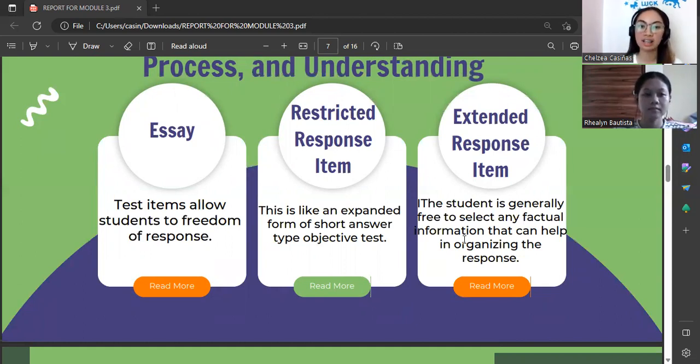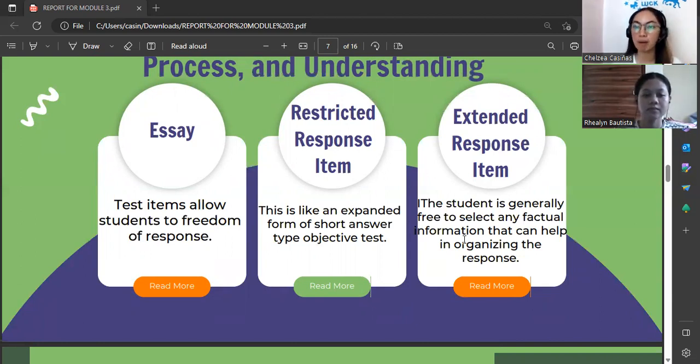Next would be restricted response item. From the word itself, restricted, so meron lamang silang limitation na sa pagsagot. It is an expanded form of short answer type objective test. So bibigyan lang nila ng justification yung naging sagot nila, pero restricted lang sa isang topic.